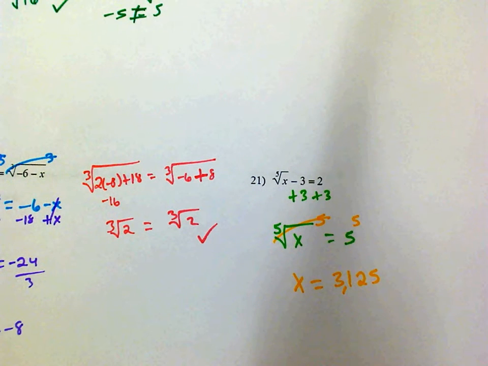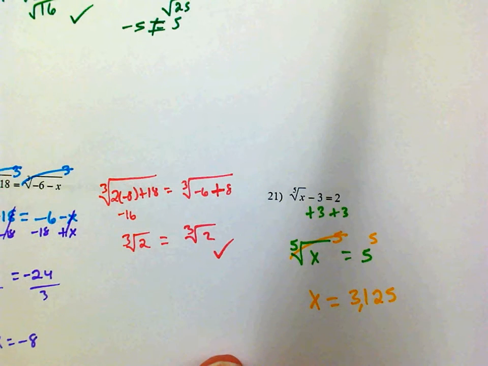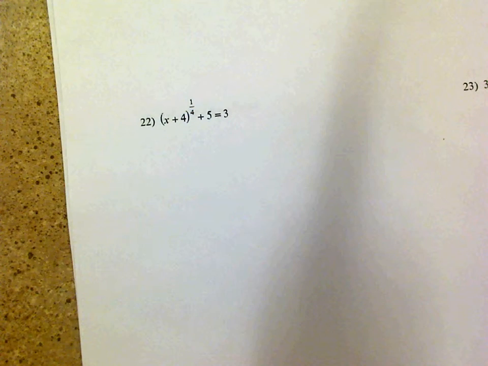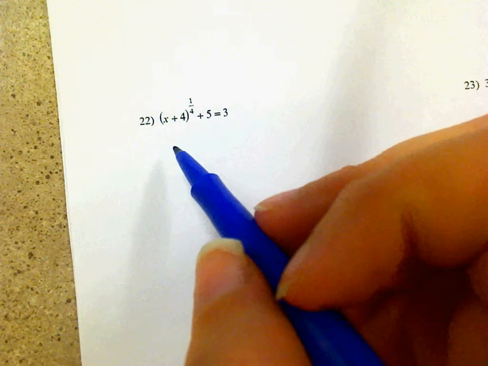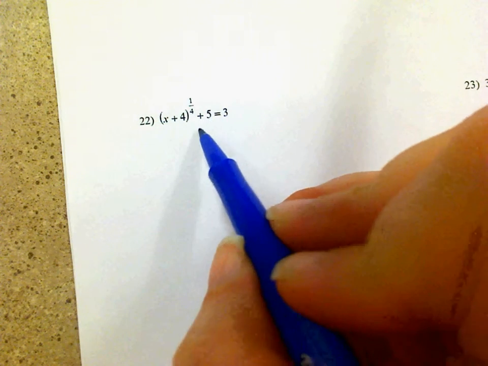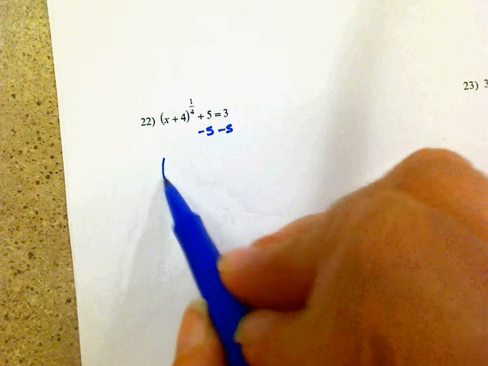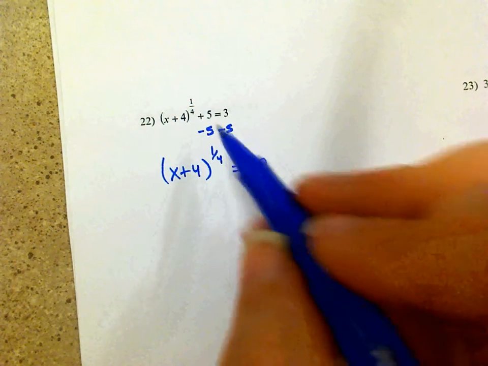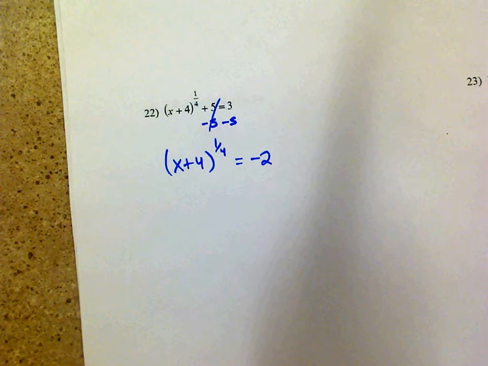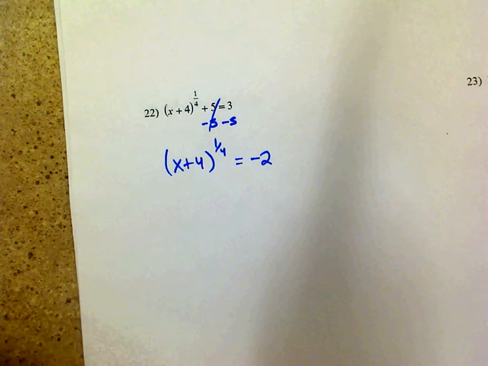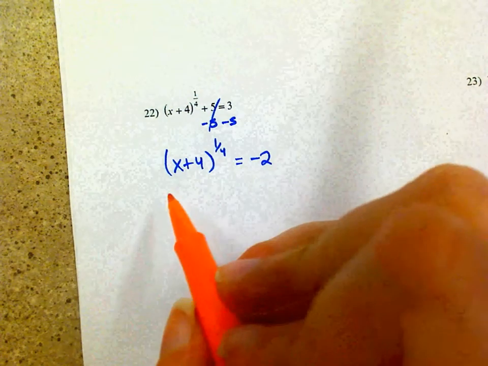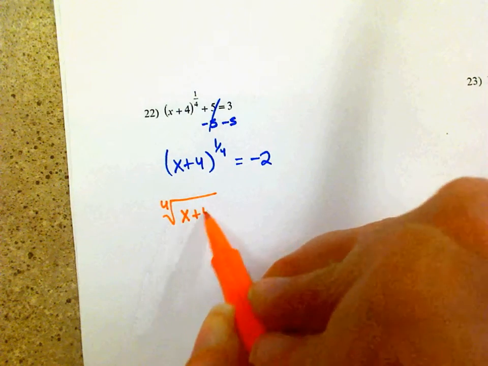Now on 22, I'm starting out with (x plus 4) to the 1/4 plus 5 equals 3. So I'm going to subtract 5 and say (x plus 4) to the 1/4 equals negative 2. In order to solve this, think of it as a root and a power. The 4 in the denominator is the root. So this is the 4th root of (x plus 4) to the first power, but raising it to the power of 1 doesn't do anything, so I don't have to worry about it. This is an equivalent statement. These two are the same equation.